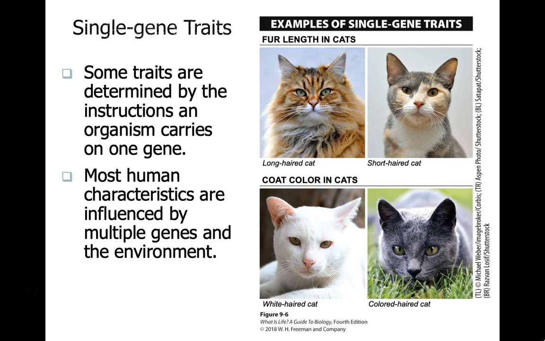I want you to keep in mind, though, that most human characteristics, and even most characteristics in other animals, are actually influenced by the interaction of multiple genes and even the environment. So even though we're studying some really cool examples of single gene traits, and we'll look at lots of different ones, it's often not as simple as that. So once we get through these single gene traits, we'll look at some other instances of gene interaction, environmental effects, and things like that.